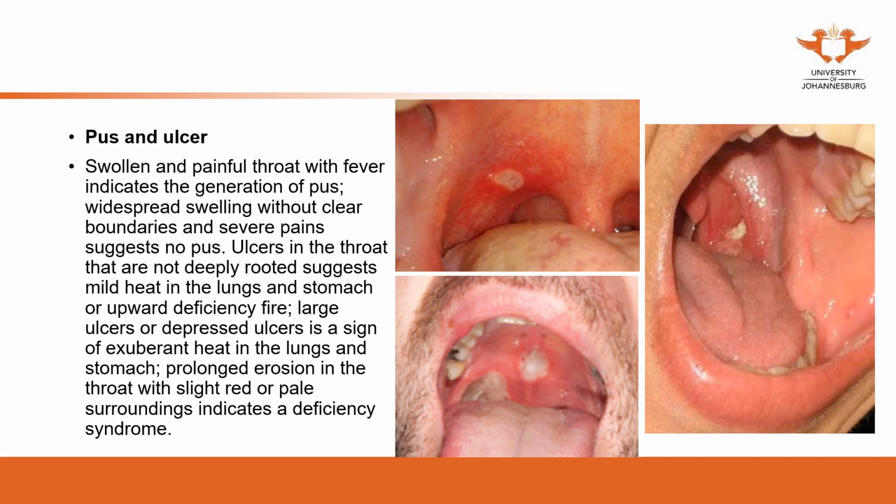Because even from the same ulcer like this, with the redness there, excess fire and deficiency fire use different kinds of treatments. That's why it says a pale surrounding indicates deficiency syndrome, and a large ulcer or depressed ulcer is a sign of exogenous heat, exuberant heat, excess heat. So when you see the redness, that's something you need to distinguish.